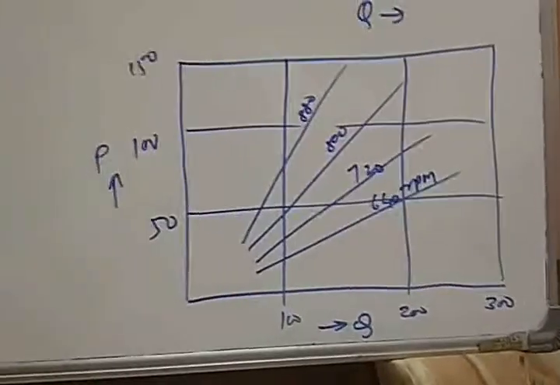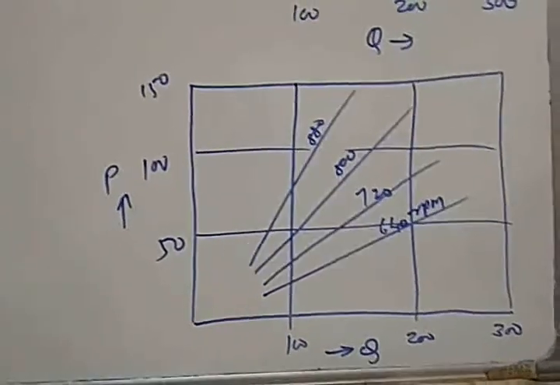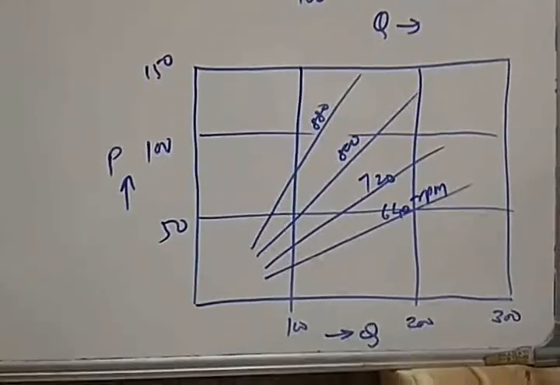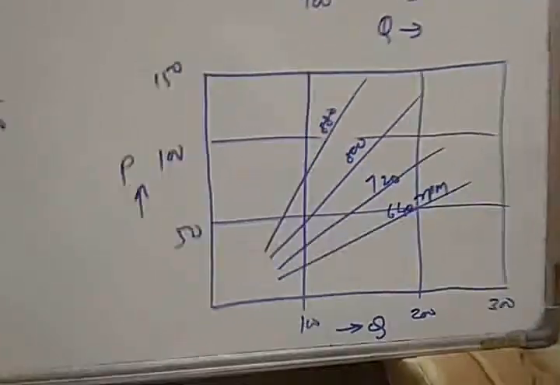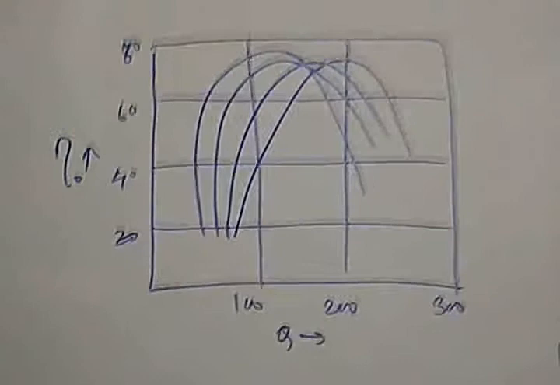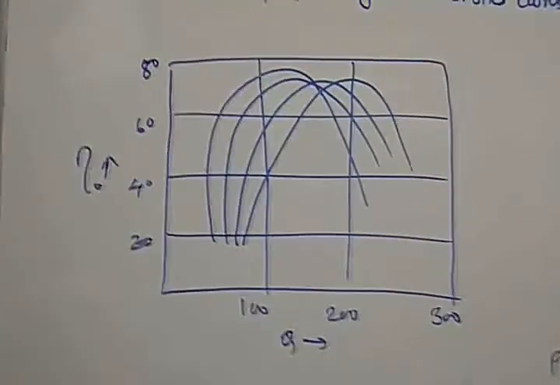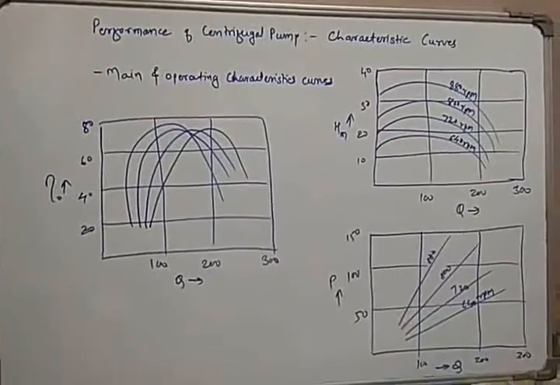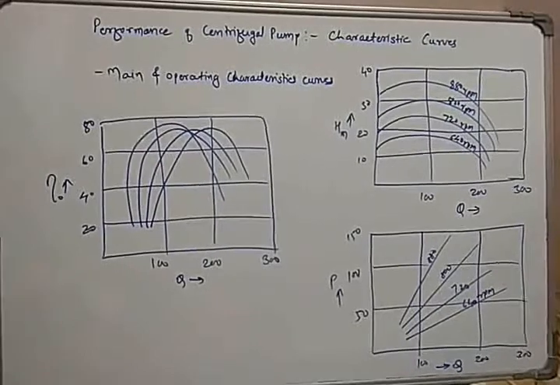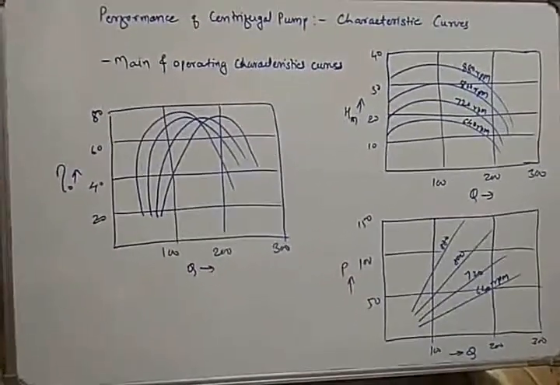The next curve is power versus Q. This is the characteristic curve for power versus Q. Similarly, Q is varied with the delivery valve and this curve is plotted. Next is the overall efficiency versus Q. This is the curve for overall efficiency versus Q. These curves are known as the main and operating characteristic curves, or the main and operating characteristics of a centrifugal pump.